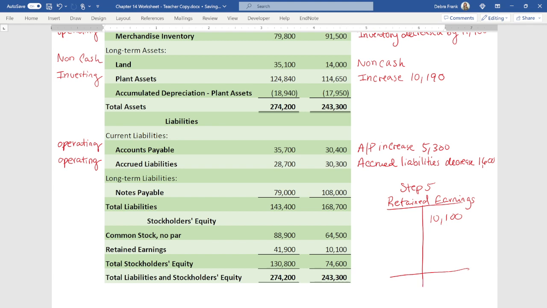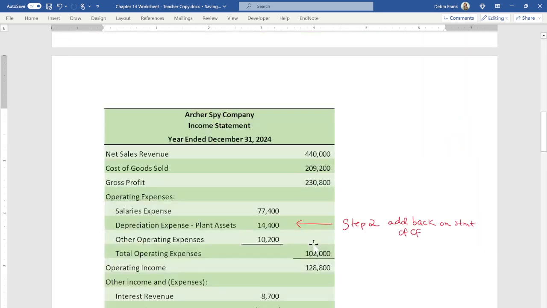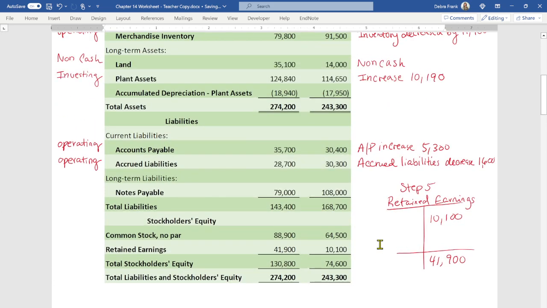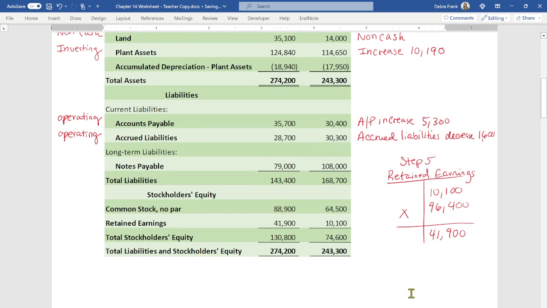Let's look at this again. We would have increased by our net income, which was 96,400. So let's put that in. From just looking at that, we can see that dividends were issued. We have to get down to 41,900. So our X would be dividends, right? Dividends that were paid out will decrease retained earnings.